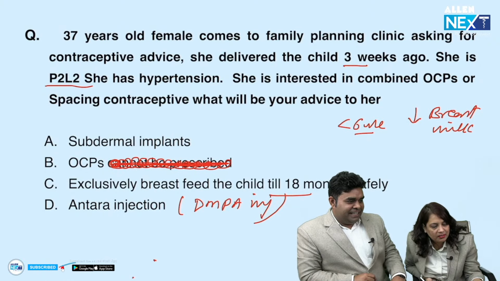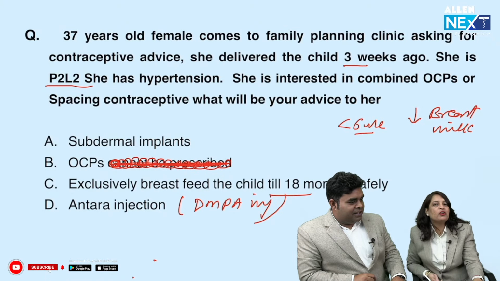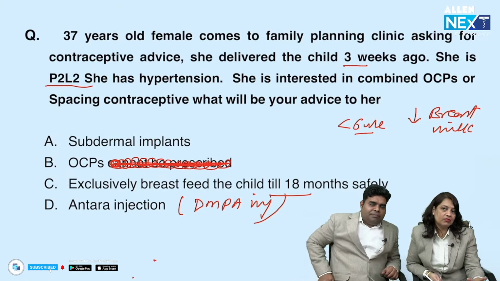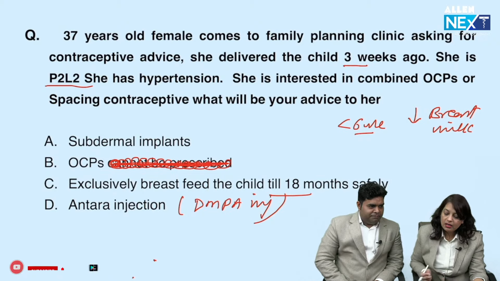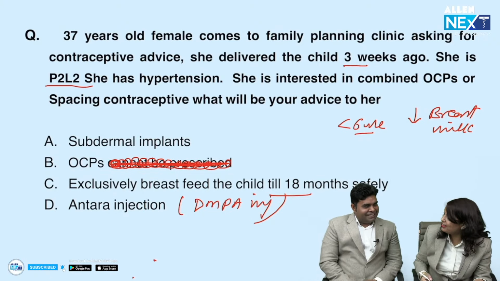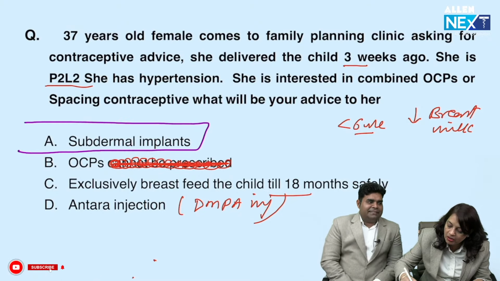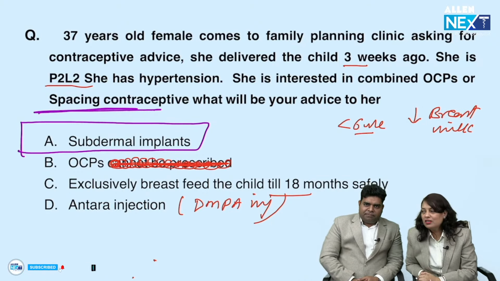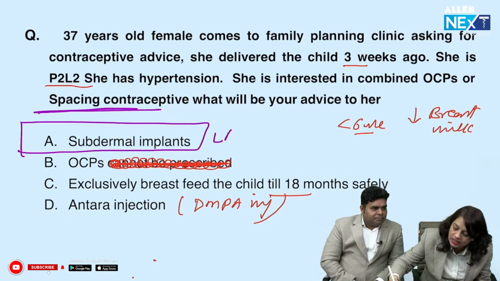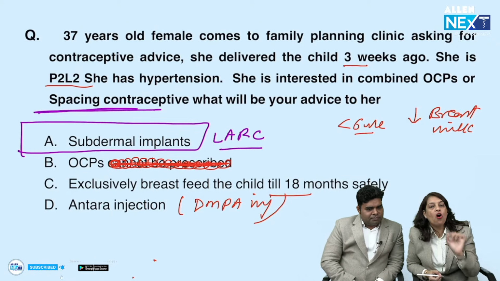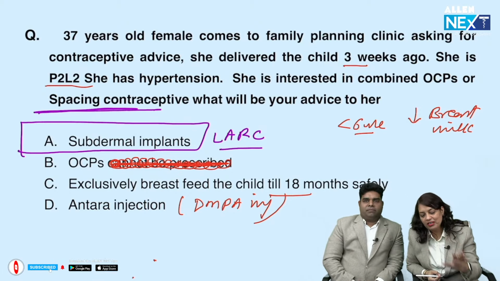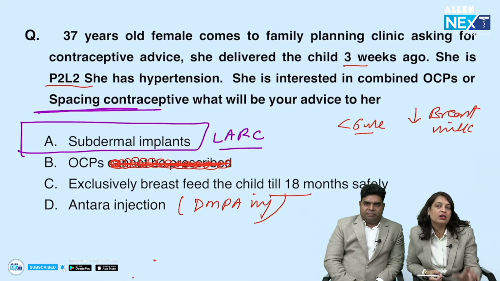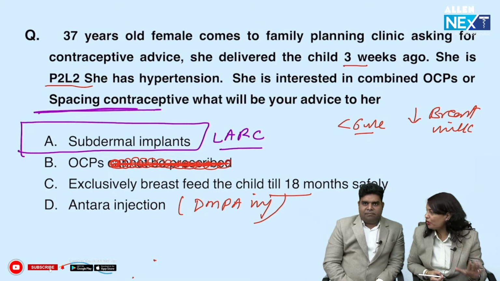Yes, Shubham Gupta is also correct. Kishore is also correct because POP, progesterone-only pills, is the choice. But for spacing, IUCD is the best spacing contraceptive. But here what answer should we choose? Let's choose subdermal implants, because spacing always means she needs it for a few long years. She does not want to have a pregnancy, so subdermal implants is a LARC contraceptive, long acting reversible contraceptive. So subdermal implants, IUCDs, they are LARC contraceptives.